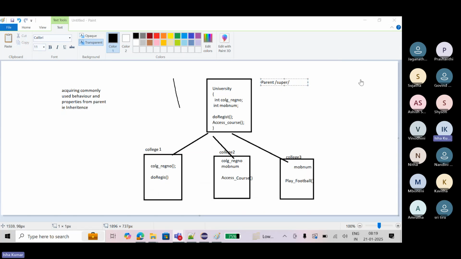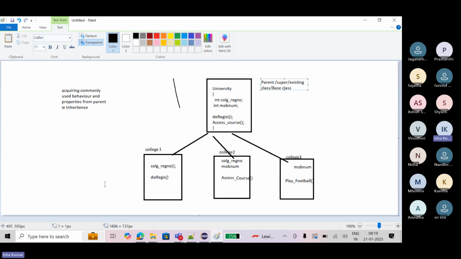Parent class, superclass, or it is called existing class. One more name is there, I am forgetting. Base class. Base class. Good. Thank you.